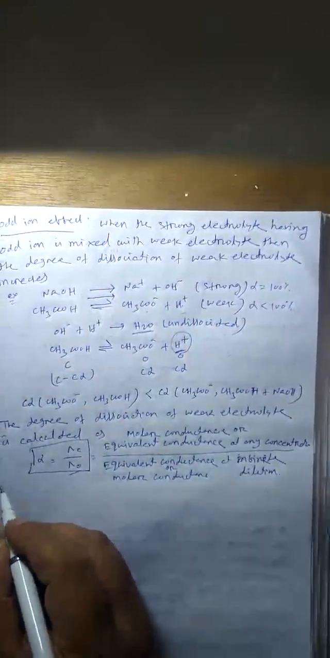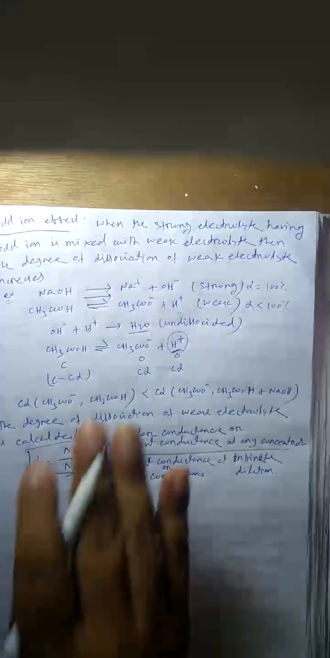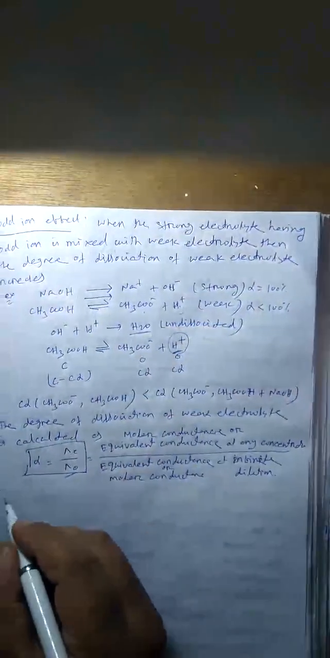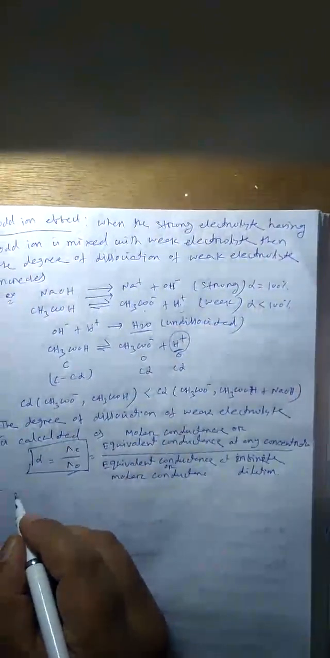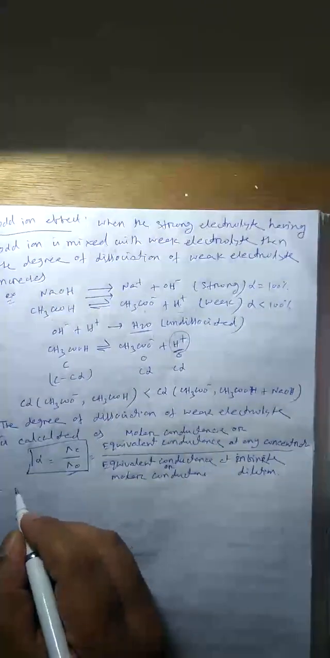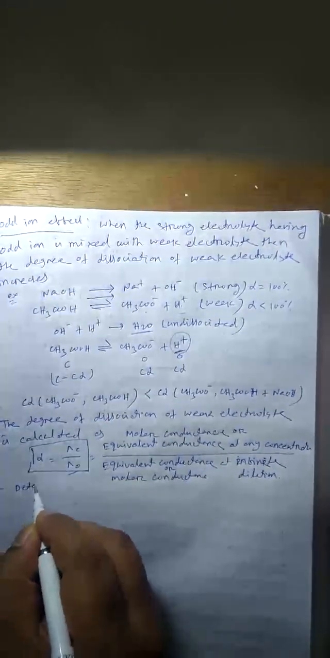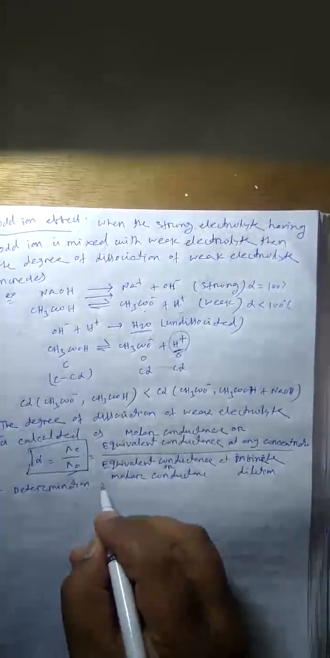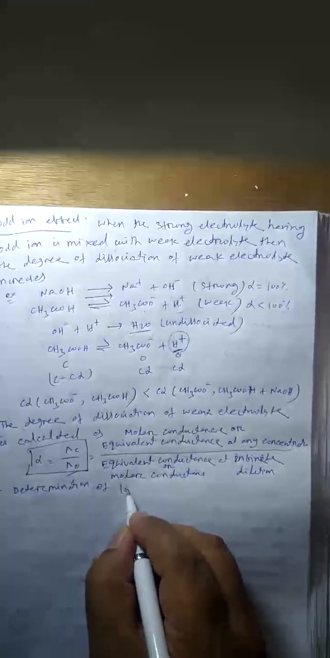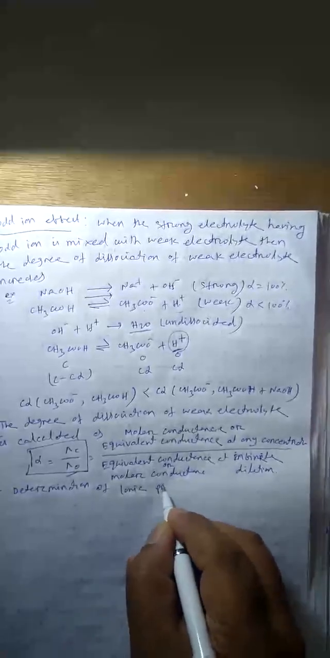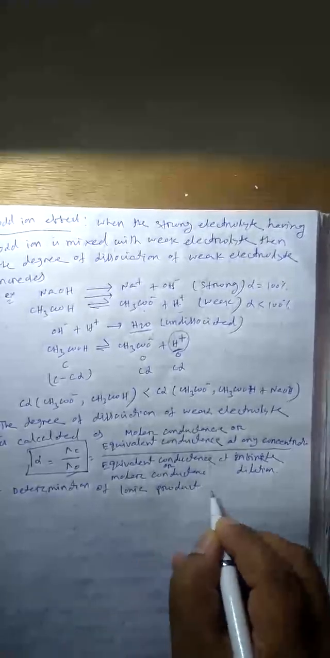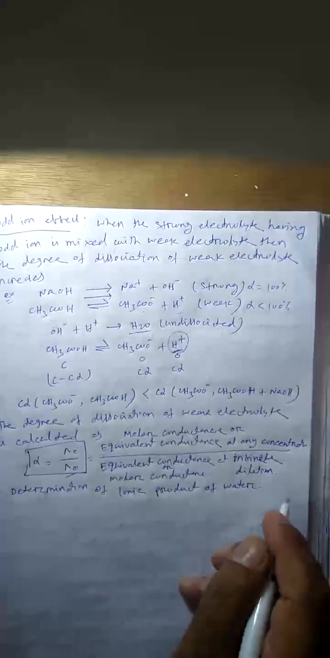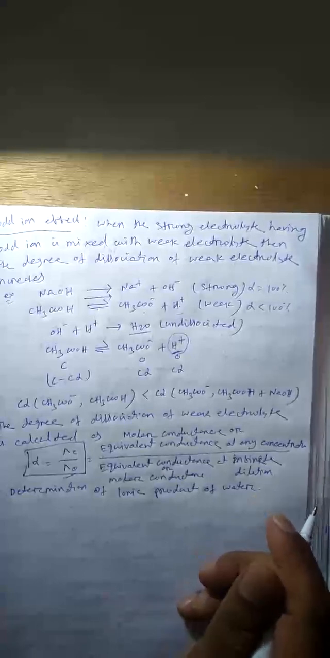Next, the second one, under the same heading of applications of conductance measurement, is the determination of the ionic product of water.